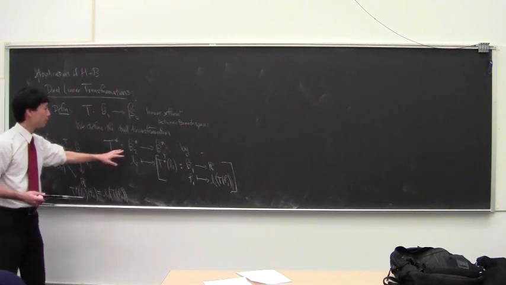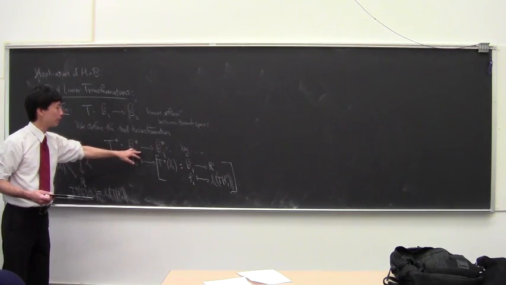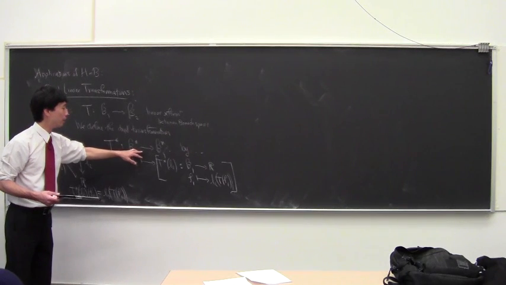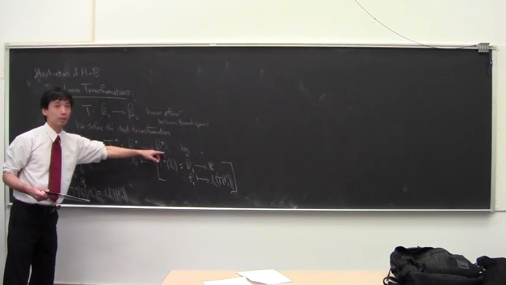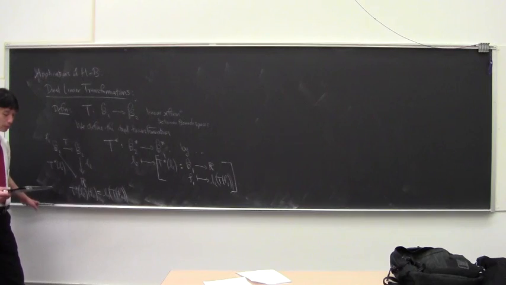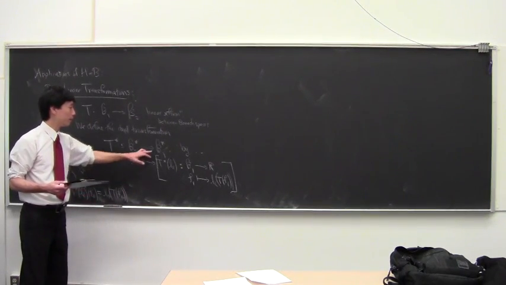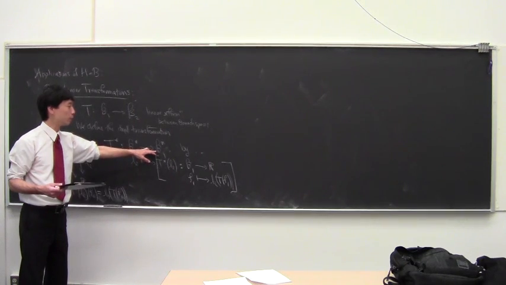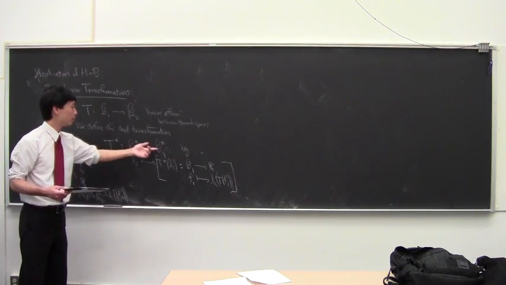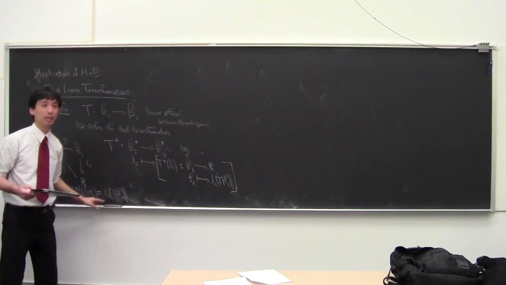It takes a linear functional on B2 and gives you a linear functional on B1. We do need to show that it's a bounded linear transformation for this to be true. We're saying that it maps into B1 star. We need to show that it's bounded.